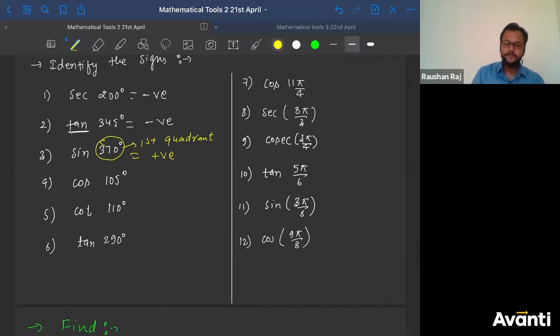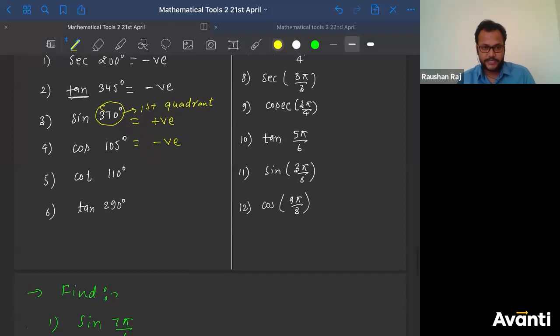105 degrees will lie in second quadrant, because this is greater than 90 degree, less than 180 degree. Second quadrant, sine and cosec are positive, right? This is cos. So it will have a negative sign. Guys, click yes if you understood question numbers 1, 2, 3, 4. Okay, thank you. Now let us go to next question, that is cot 110 degrees.